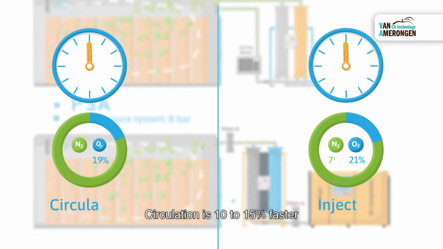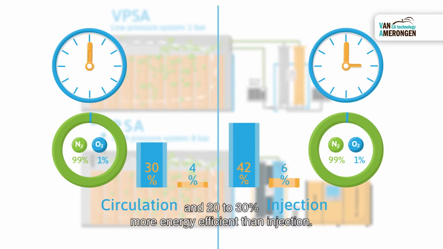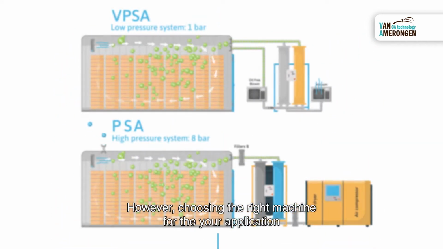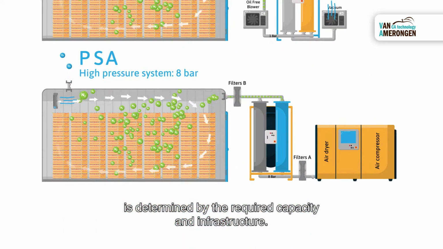Circulation is 10 to 15% faster and 20 to 30% more energy efficient than injection. However, choosing the right machine for your application is determined by the required capacity and infrastructure.